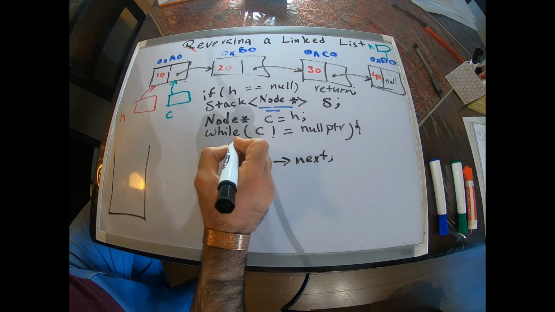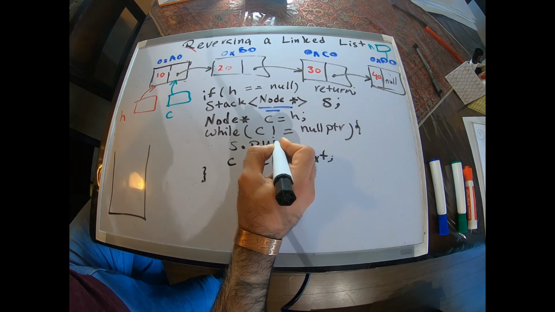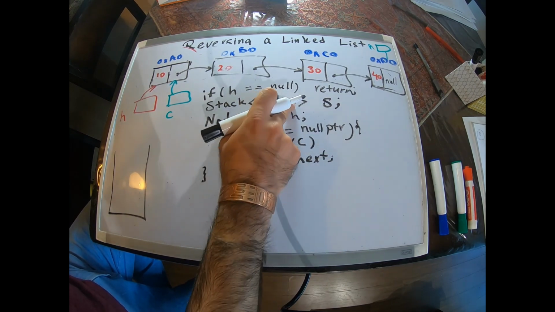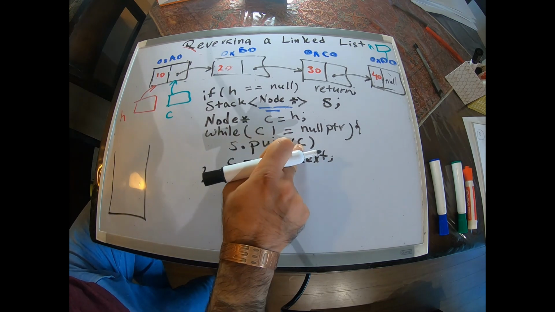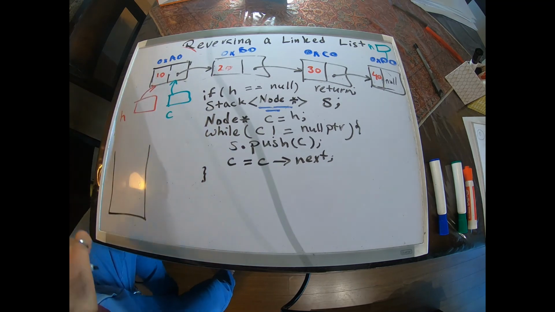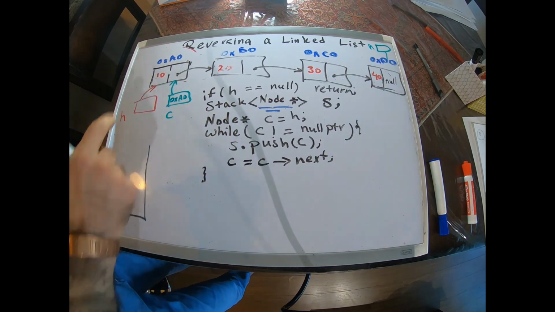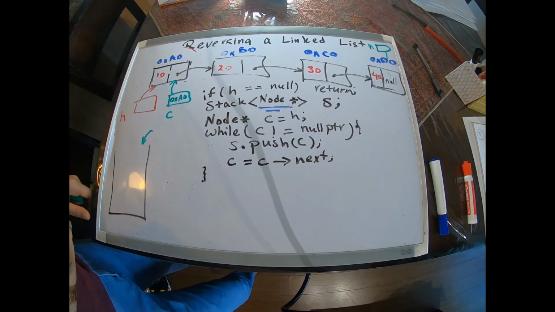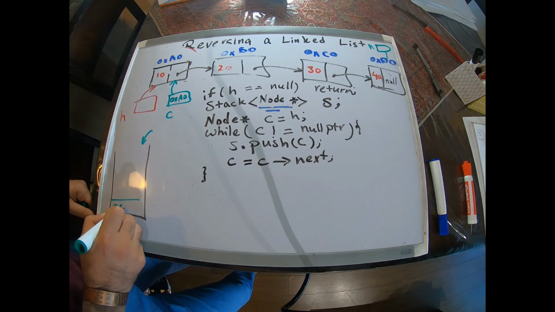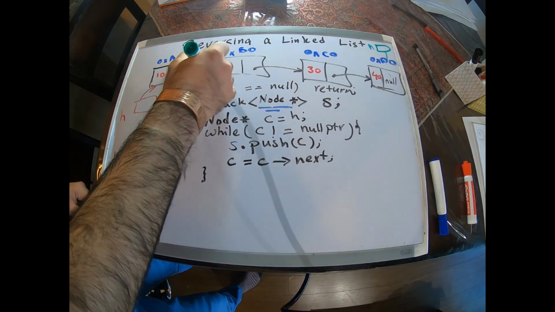So I'm gonna write S dot push C. Is C a node star? Yes, it is. What is inside C? It's the address of the node that it is pointing to. So at this point inside C, you would have 0xA0. Once you push this, this is the top of the stack, so it's gonna go here. This is becoming 0xA0.